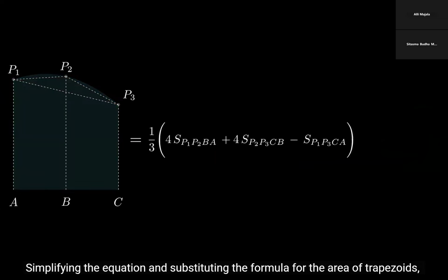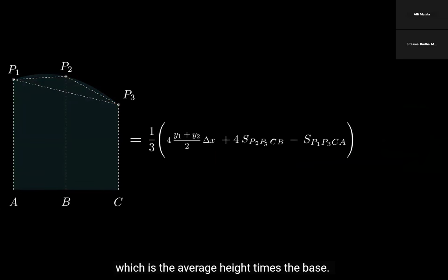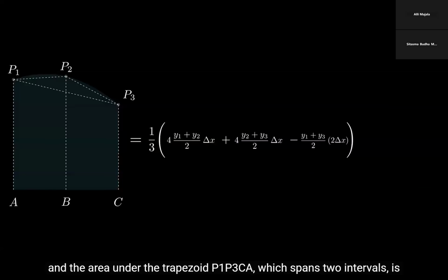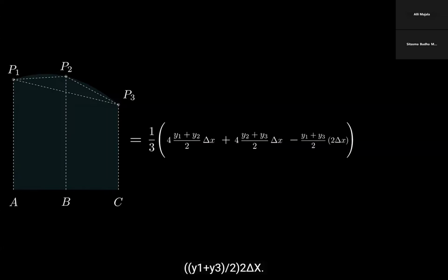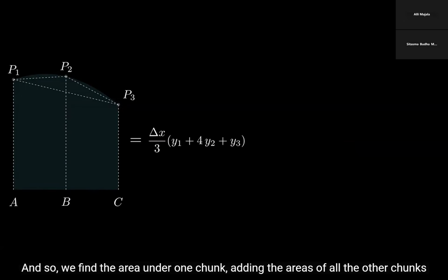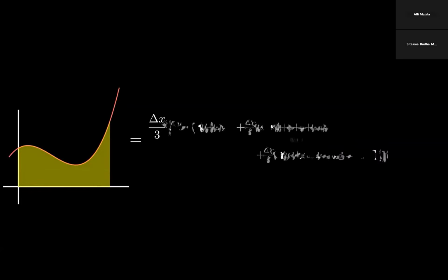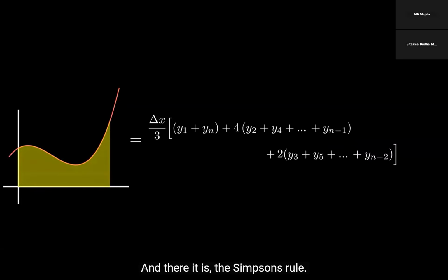And substituting the formula for the area of trapezoids, which is the average height times the base. For example, the area under the trapezoid P1, P2, BA is (y1 plus y2)/2 times delta x. And the area under the trapezoid P1, P3, CA, which spans two intervals, is (y1 plus y3)/2 times 2 delta x. And so we find the area under one chunk. Adding the areas of all the other chunks, we get the area under the function. And there it is, Simpson's rule.